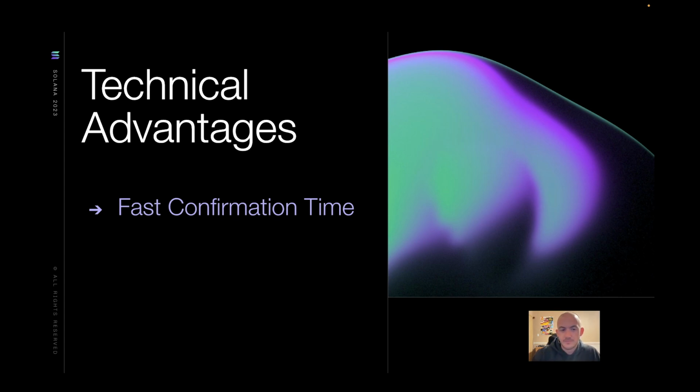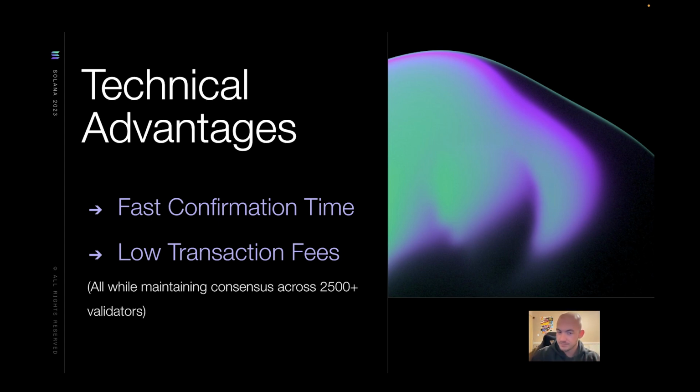So that's super important. And also very low transaction fees, which Solana is very famous for. So when you're building stuff, it helps to have really low fees because you can actually introduce more robust functionality and you don't have to worry as much about what it's going to cost your end user. So with that being said, Solana maintains both these things all while maintaining a 2,500 plus validator network. So pretty impressive, pretty decentralized, and growing fast.